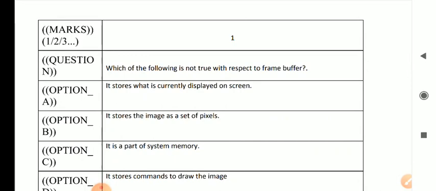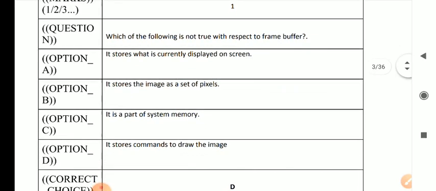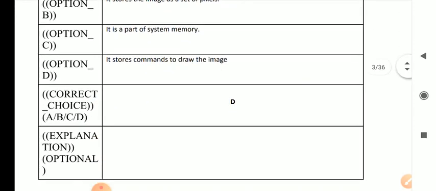Next question. Which of the following is not true with respect to frame buffer? So what is a frame buffer? It stores what is currently displayed on the screen. This is not the answer. It stores image as set of pixels. Also this is not true. It is part of system memory, and it stores commands to draw the image. So we know that commands are stored in display file, not in frame buffer. So last option is not true about the frame buffer.